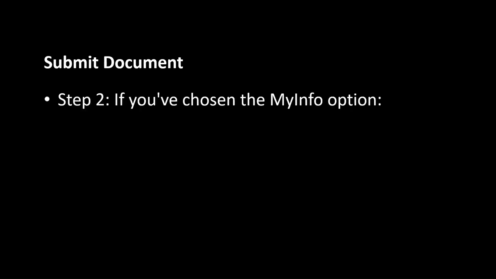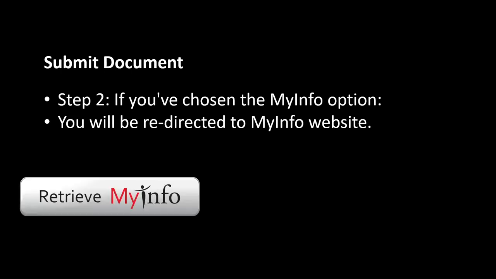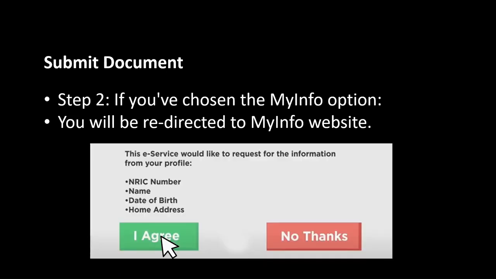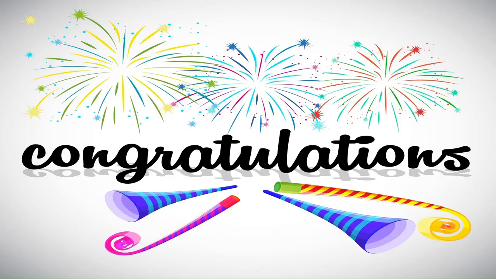Step 2. If you've chosen the My Info option, you will be redirected to My Info website. Log in with your ID number or QR code. Click Retrieve My Info. Select the I Agree button. You will be redirected to Coinhako's website. Select the Accept and Continue button. Wait for the verification process to complete. Congratulations! You are done signing up.